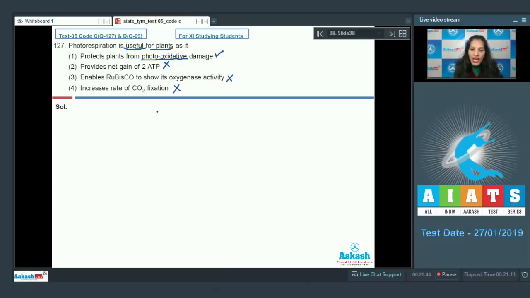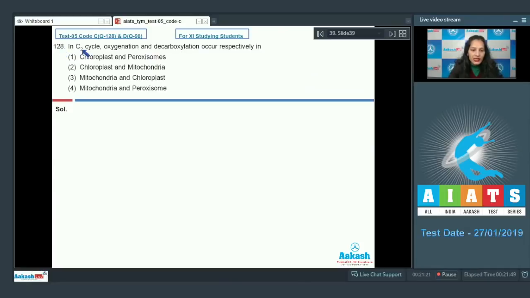What is photooxidative damage? When high light intensity forms reactive oxygen species, if oxygen is also present in a high amount. So during photorespiration, the high concentration of oxygen is combined with the RuBP, hence there will be no photooxidative damage. So the correct option for the given question is option number 1. Let's move on to the next question.